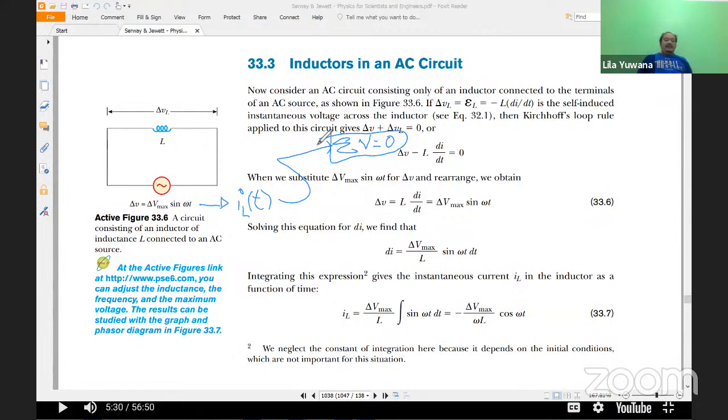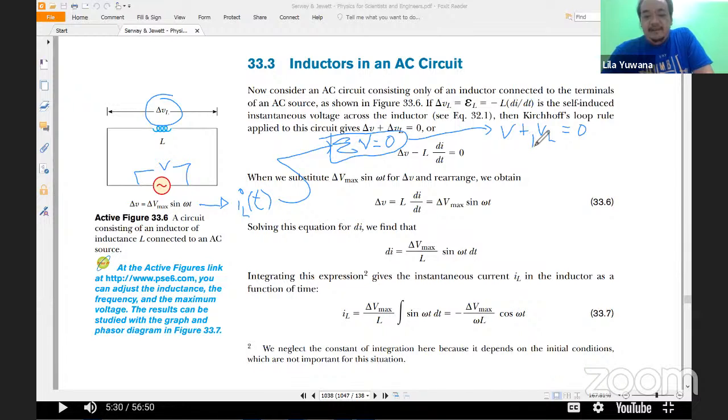Sigma tegangan jepit pada rangkaian tertutup itu sama dengan 0. We have two components here: this V or delta V, and this one is the voltage difference that comes from the inductor. So this one is VL. So from this expression, we have V plus VL equals 0.